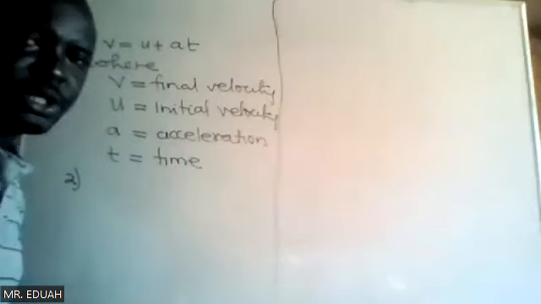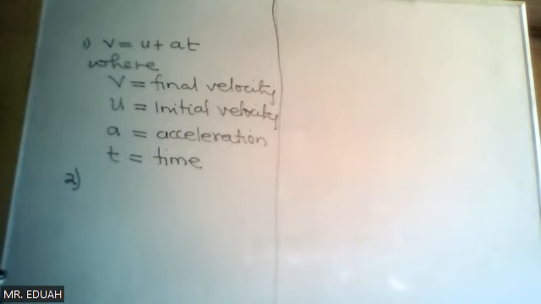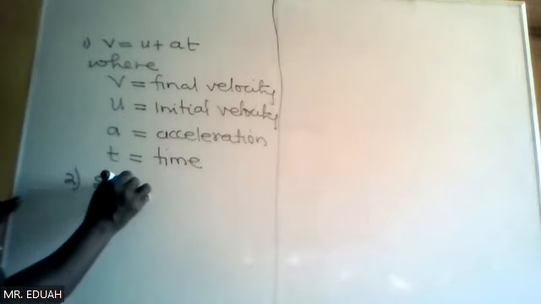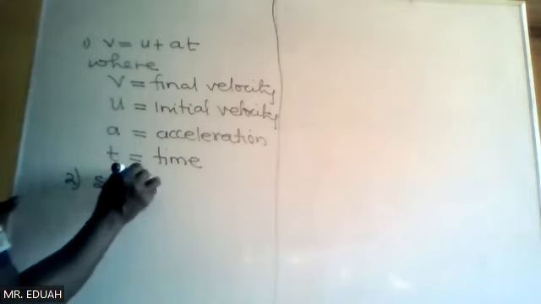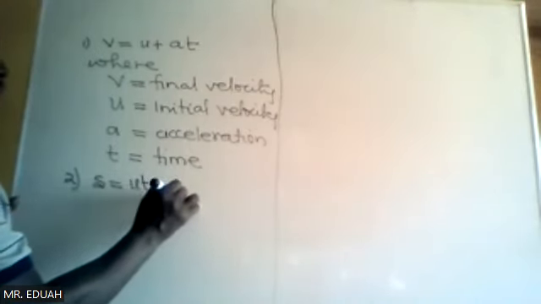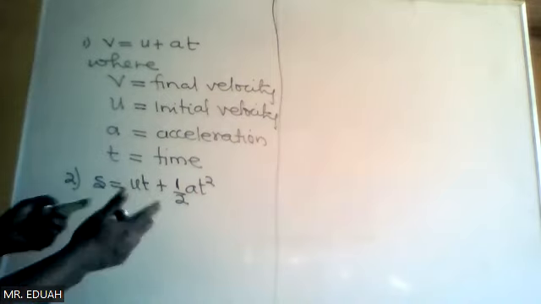What's the second equation of motion? Leonard, I'm sure you are a professor of motion. Anybody else to share what you think with us? Laura: S is equal to UT plus half AT squared. In fact, you are not wrong for saying AT squared over 2; it is the same thing.